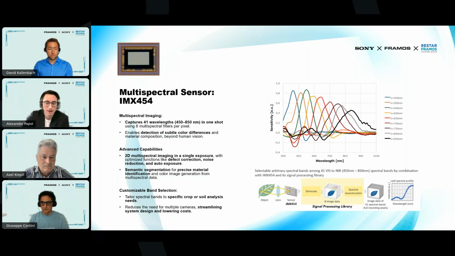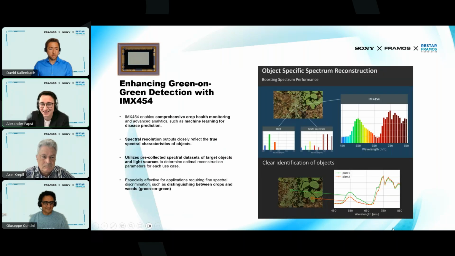Now, let me show one of the most compelling applications. The slide is changing now, which is green-on-green detection in agriculture. This is really kind of the holy grail in precision agriculture. Basically, that means how do you distinguish between crops and weeds when they're both the same green color?